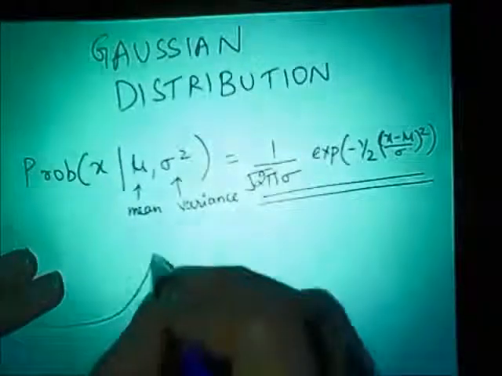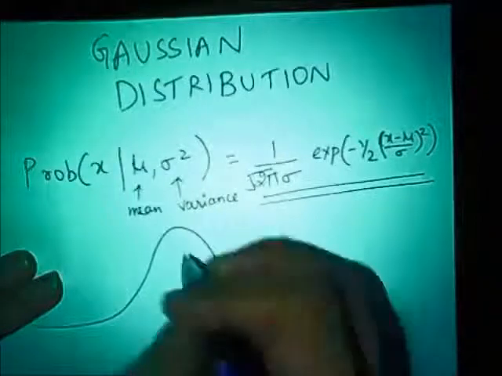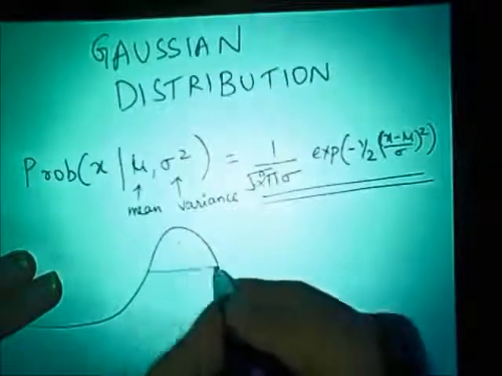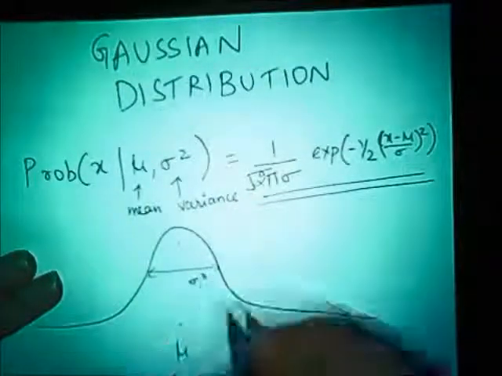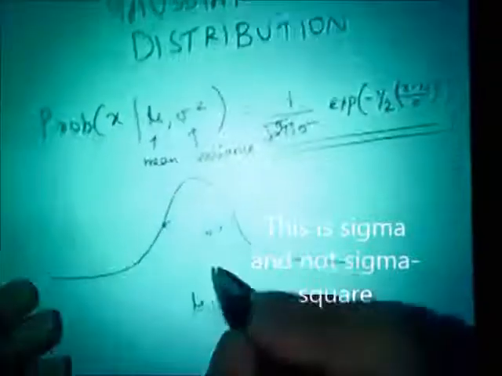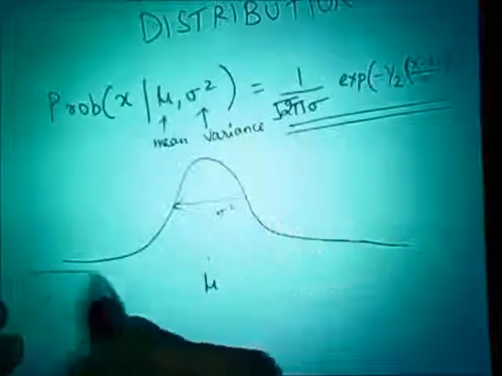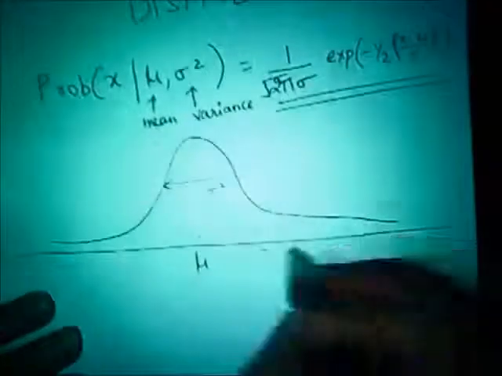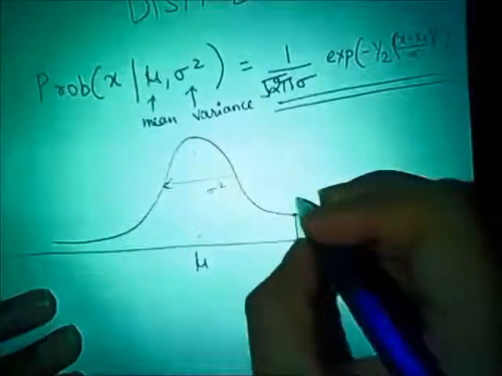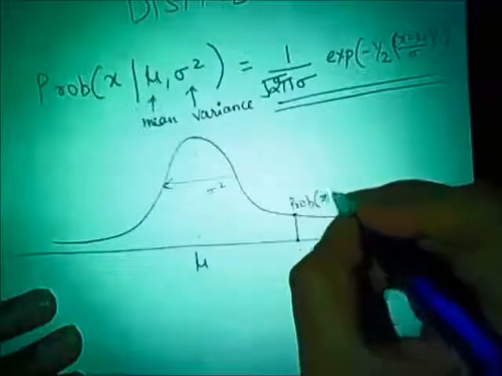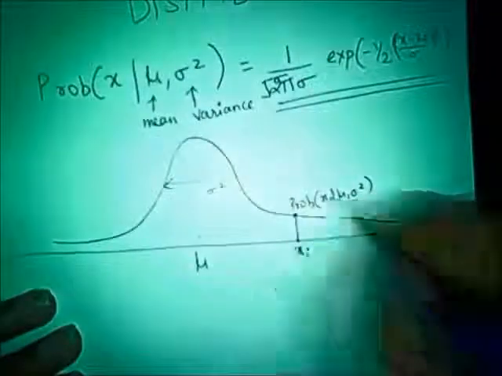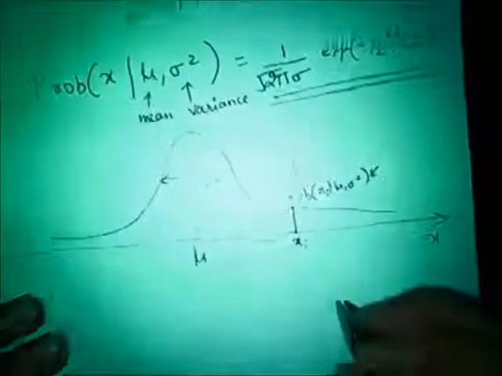Very crudely, a Gaussian distribution looks like this, where this is the mean and your sigma squared would be approximately distributed like this. And your Gaussian distribution, as you can see, extends over the entire real axis. And for every single point on the x-axis, you can find the probability density. This is point xi. You can find out the probability density.